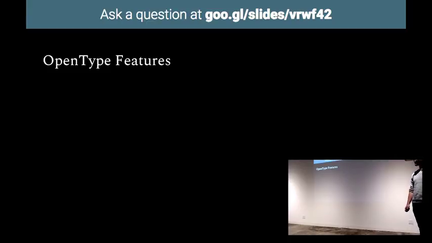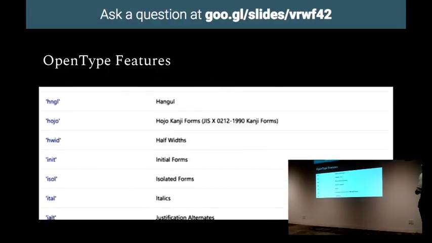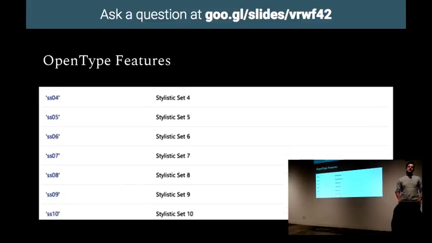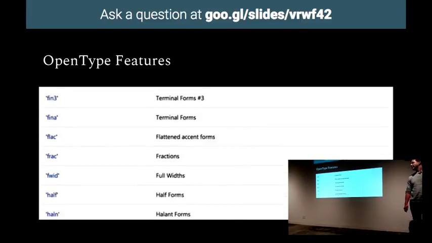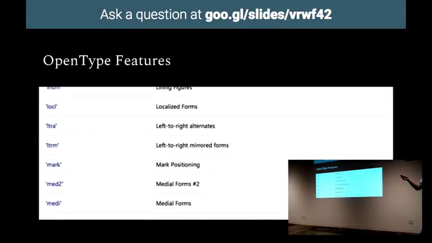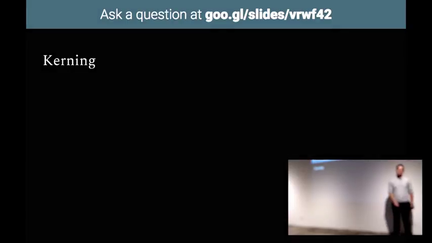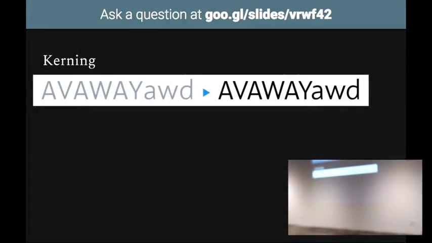So there are tons of these. There's like hundreds. This is off of Microsoft's website of the spec, but we're not going to go into all of them. We're just going to talk about a few important ones. And again, each one is completely dependent on what the designer actually intended to be in the font. So first one is kerning. Kerning is adjusting the space between letters in a font, and specifically with letter combinations.